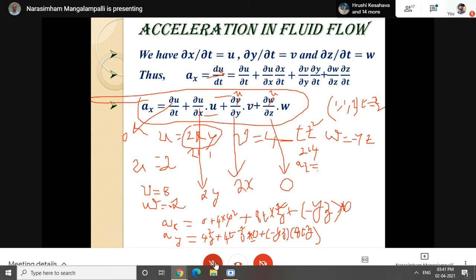So these are ax, ay and az. Now substitute x and t is equal to minus 2. So you will get the values of u, v and w. Come on, all of you find out.